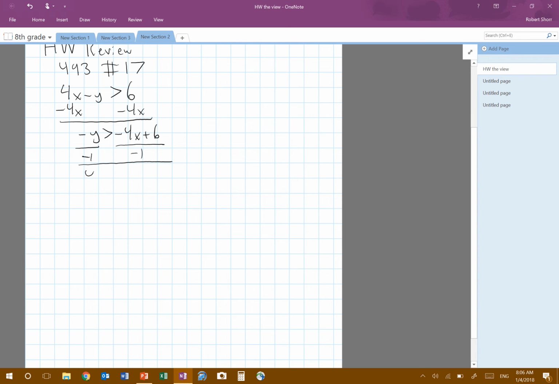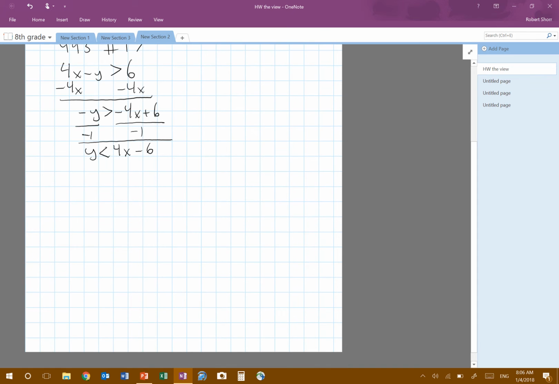inequality to become y is less than, what's negative 4x divided by negative 1? That's just 4x. Negatives cancel out. 4 divided by 1 is 4. 6 divided by negative 1 is negative 6. So now we have it in y = mx + b.